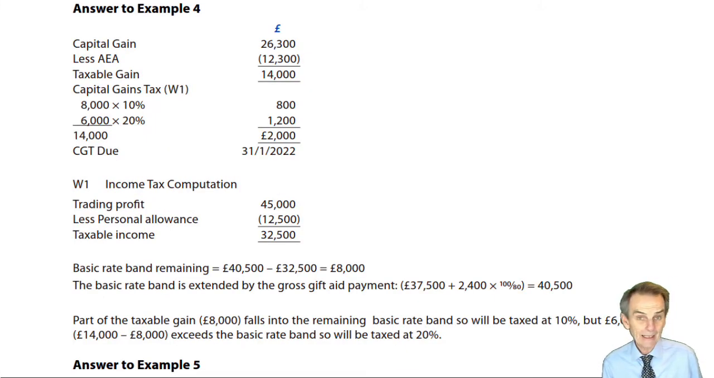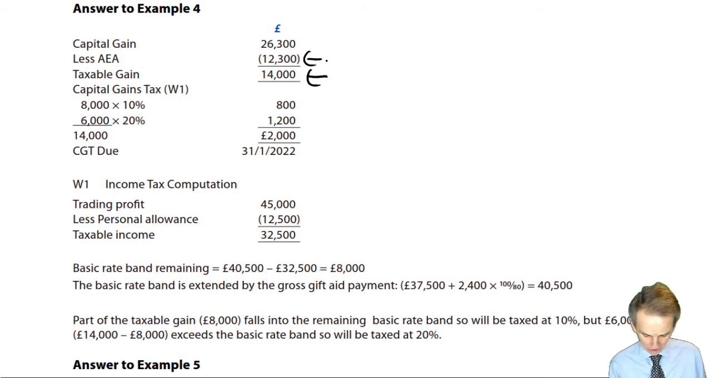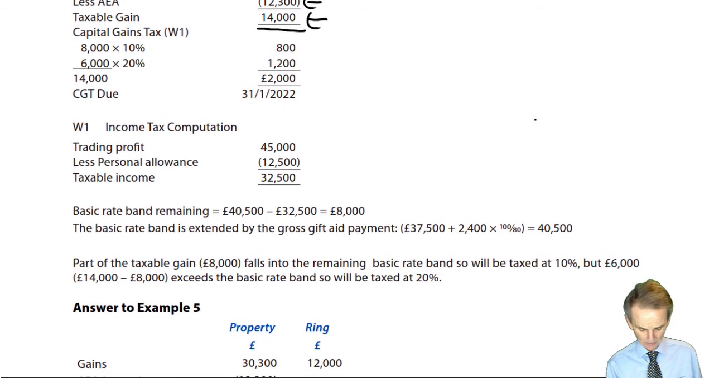Okay, looking at that answer now to example 4, you had to work out the taxable gain, simply the deduction of the AEA from the given figure of gain. To be able, however, to tax that taxable gain, we needed to know how much, if any, basic rate band remained from the income tax computation.